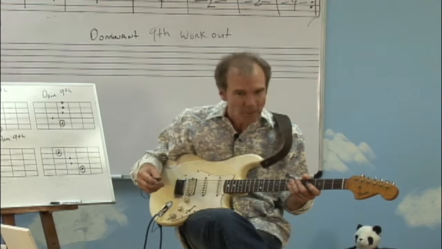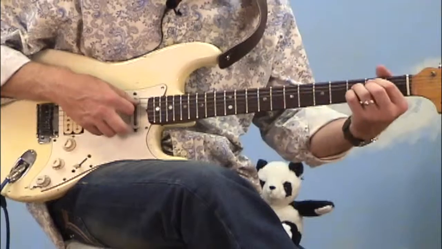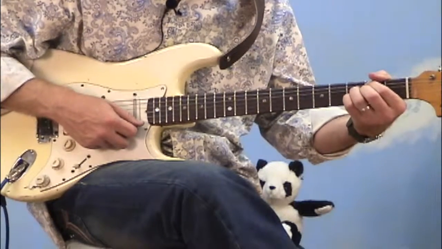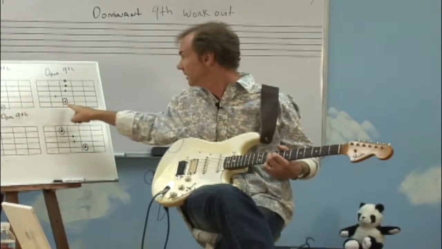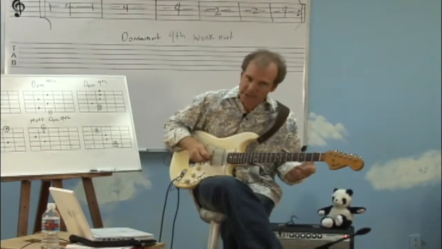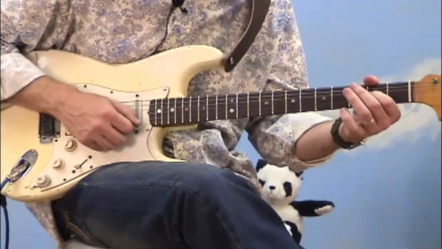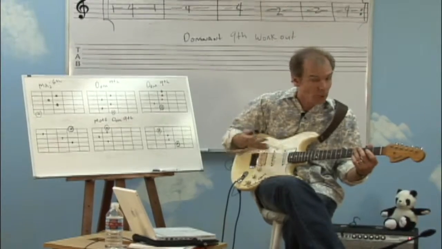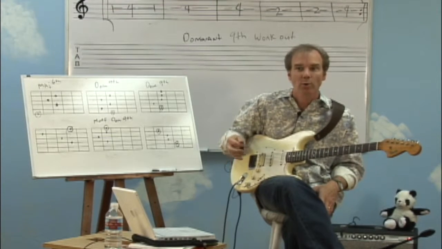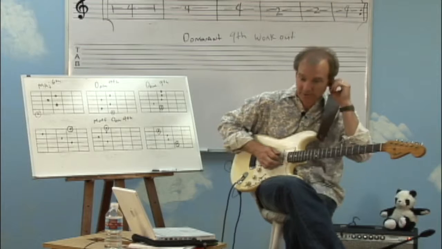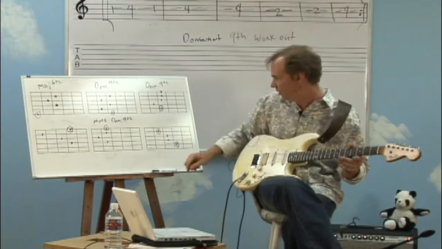Okay? So last lesson we learned the dominant ninth that looks like this, right? And we learned another one that looks like this. These two right here. Now remember, it's a dominant ninth because it's a root, third, fifth, flat seven, and a ninth. Not in that particular order, but if you have those notes in the structure of the chord, it's said to be a dominant ninth. But there's other ways to voice a dominant ninth, and I'm going to show you a few more.